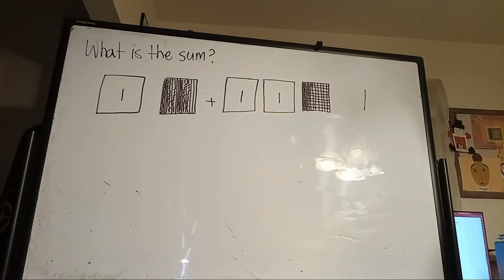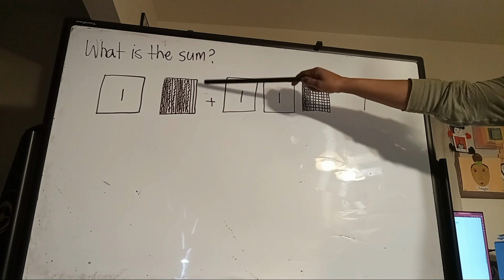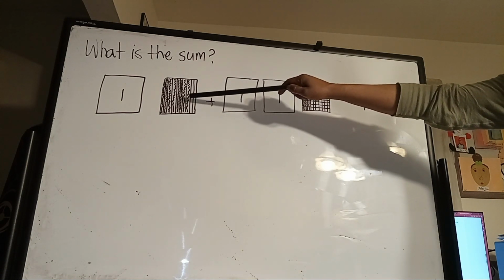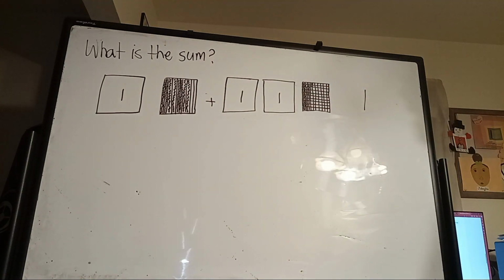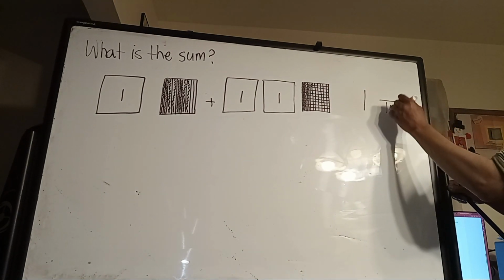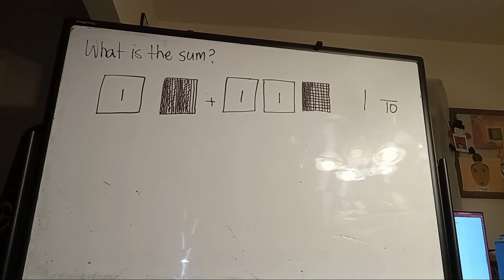Now, our next square is split up into tenths. As you see, there's 10. 1, 2, 3, 4, 5, 6, 7, 8, 9, 10. So that means our denominator is going to have a 10, because that's how many parts it is split up into. So that's the first thing you need to understand.